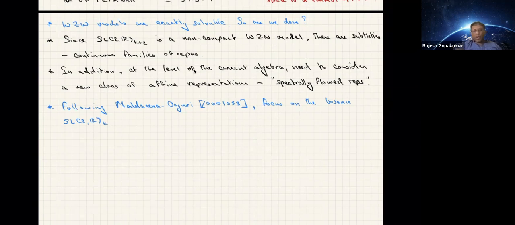I'll call it SL2R level k, but in the supersymmetric case, you should understand that k will be replaced by k plus 2. Many of the things that I will say right now, k doesn't even have to be an integer, like Yumi was asking.